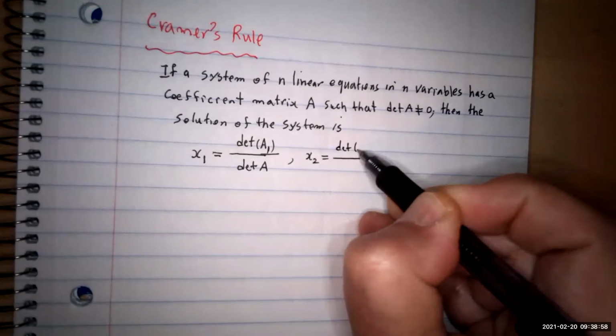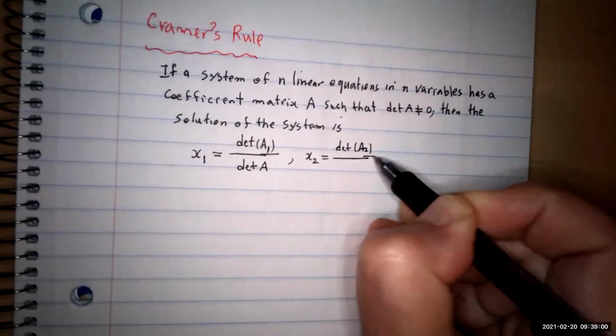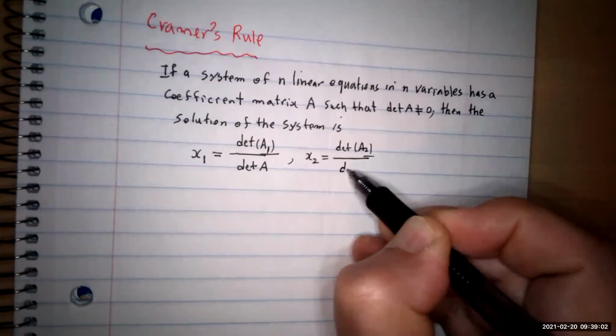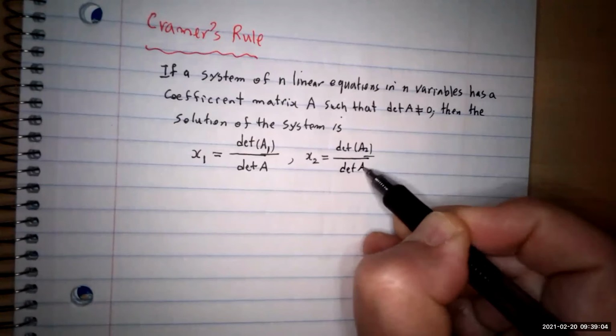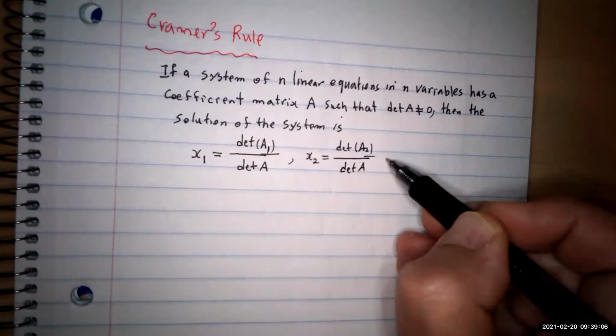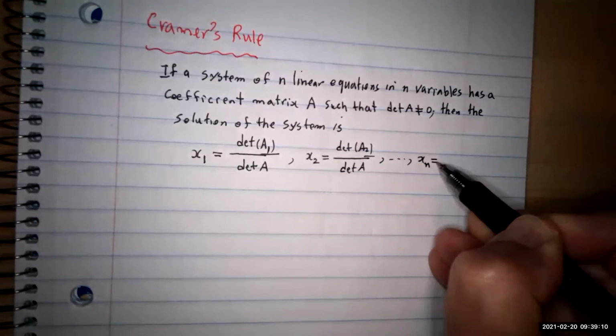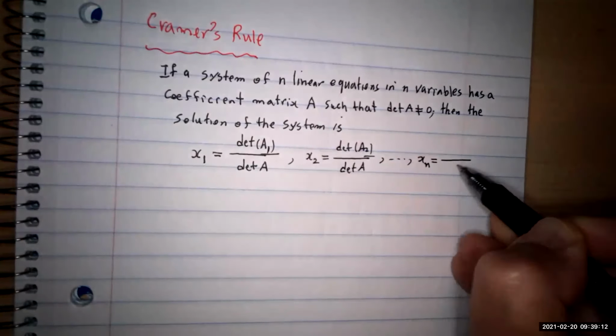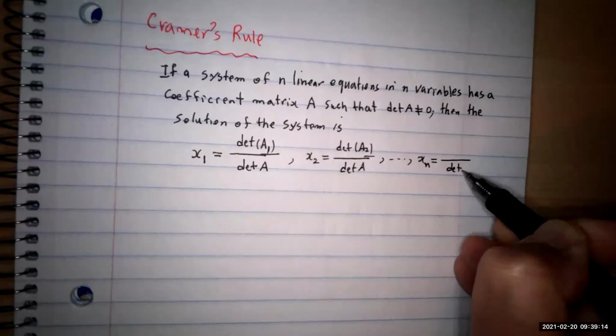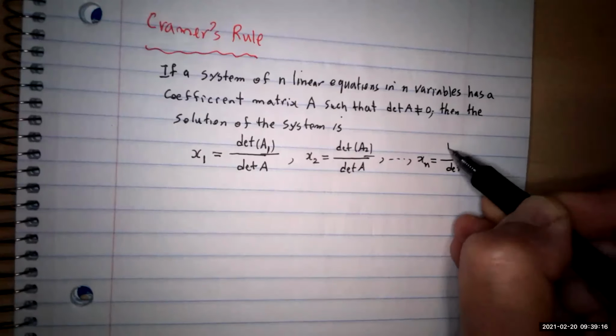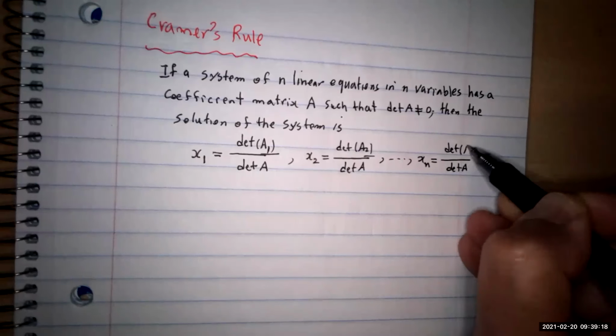With this format of the theorem, there is another definition of these Ai's. I'm going to explain it. Let's write them all down. We get xi, and xn is going to be the determinant of An over the determinant of A.